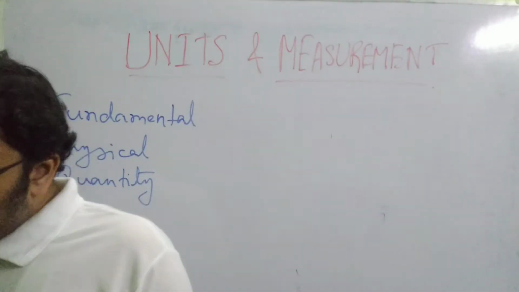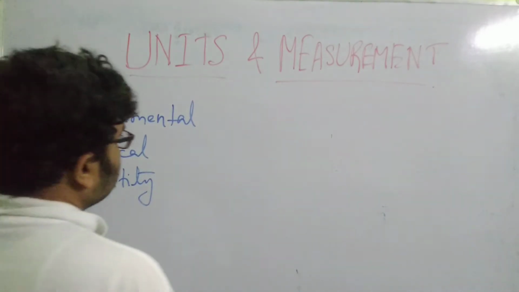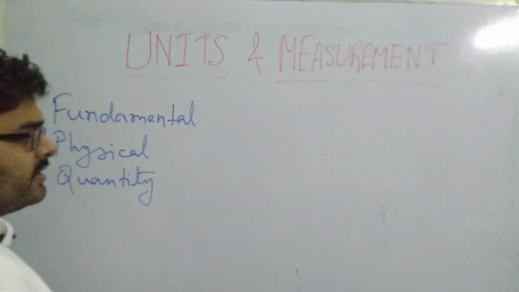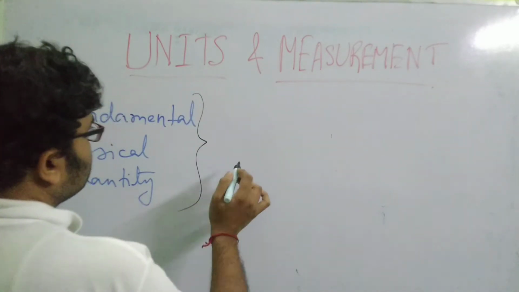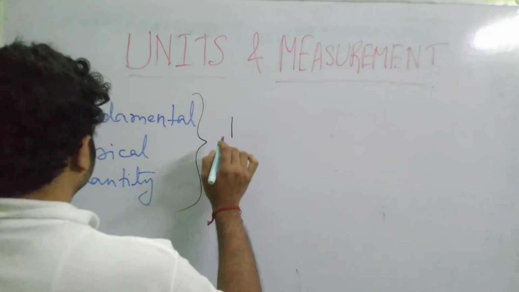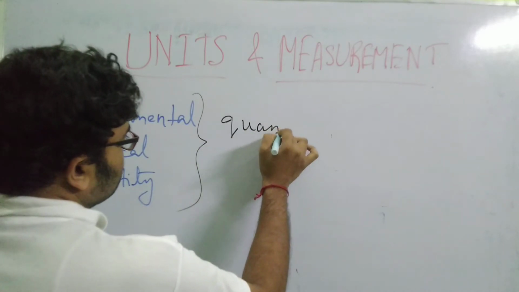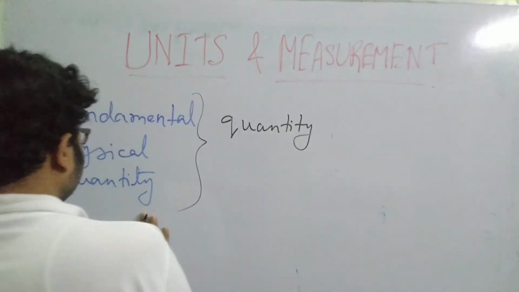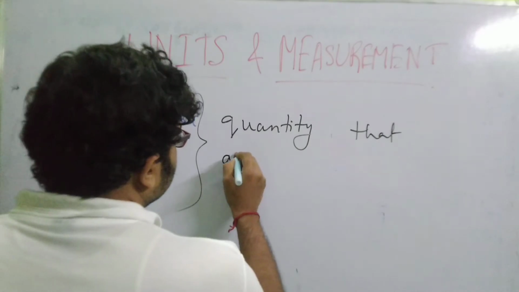Okay, so what are fundamental physical quantities? Those physical quantities which are not dependent on any other physical quantity or which are unique in nature. They are actually self-dependent. Okay, so a fundamental physical quantity can be regarded as those quantities. Let us say quantity, I am writing quantity that are independent.